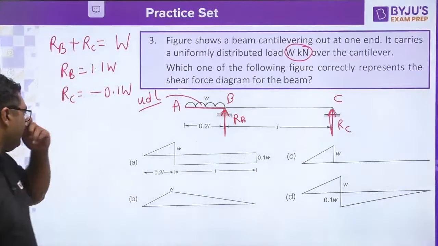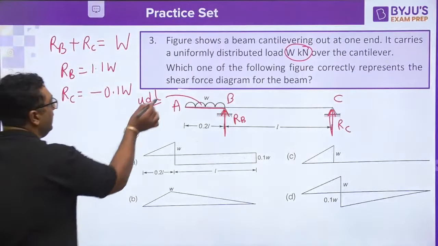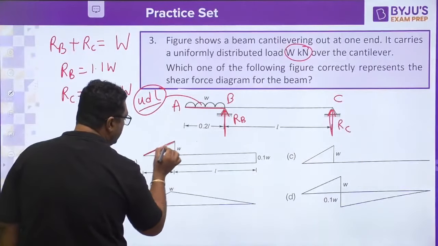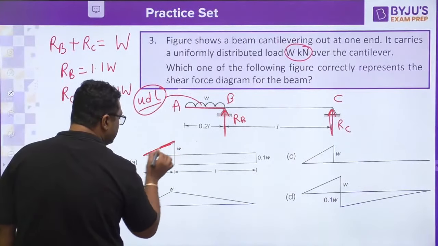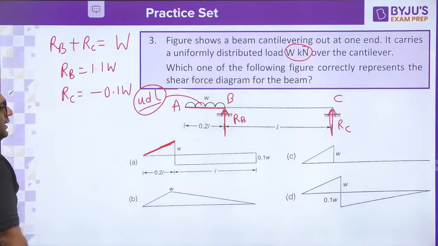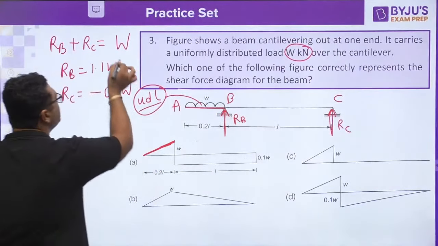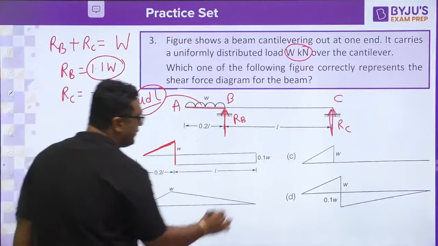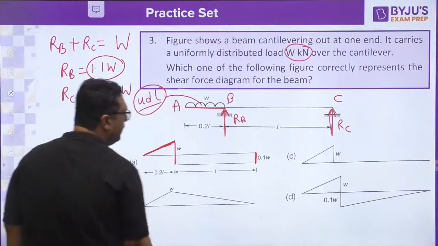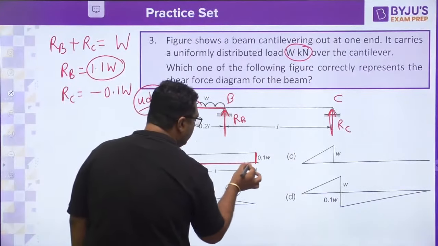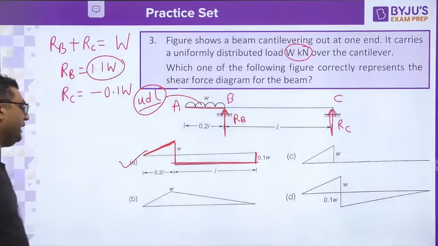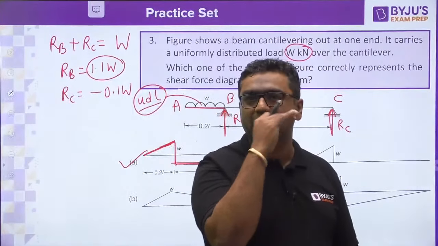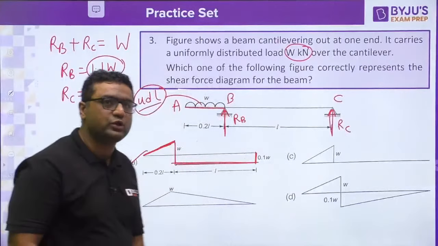So my dear, this is UDL, and one degree more than UDL is going to be an inclined line. So if it is an inclined line, then RB will give you a jump. Yes, there is a jump of 1.1 W. And RC will have a jump of 0.1 W. It is also there. And there is no load in between, so it will be a horizontal line. So the answer is going to be A for sure. Yes, Manipal, Parvinder, very good, guys. This is how we are going to solve.